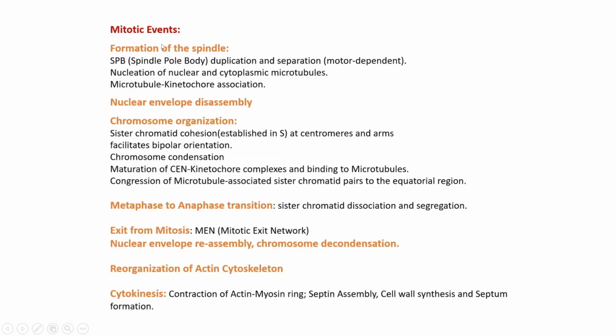So in mitosis, these are generally the different events which occur. First is the spindle body formation, duplication, and separation. Okay, spindle body formation is basically the formation of the centrosome and the organization of microtubules. Okay, so the centrosome is a molecule which helps in the segregation.